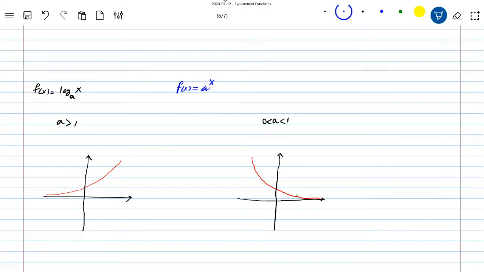Is it a one-to-one function? In both cases, they pass the horizontal line test. So this is a one-to-one function. That's why we can discuss the inverse and ask, what is the inverse? The inverse is the operation that we defined as log x base a. So log x base a and a to the power x are inverses of each other.